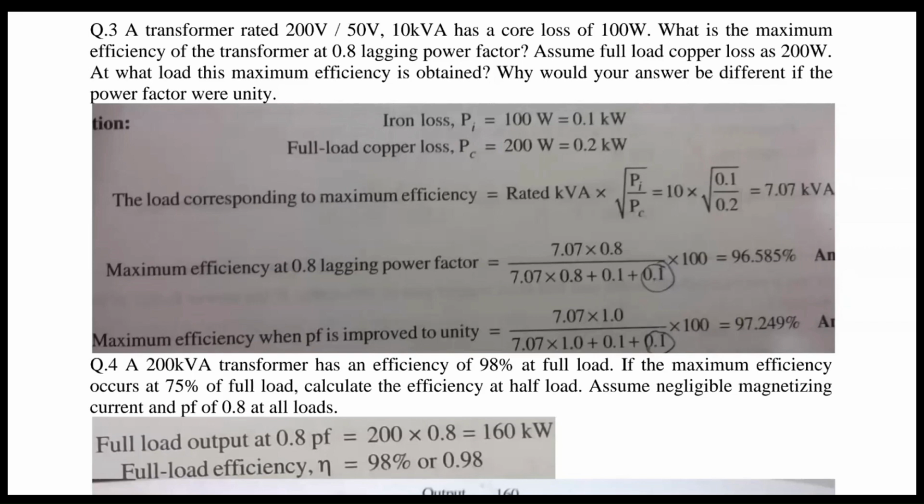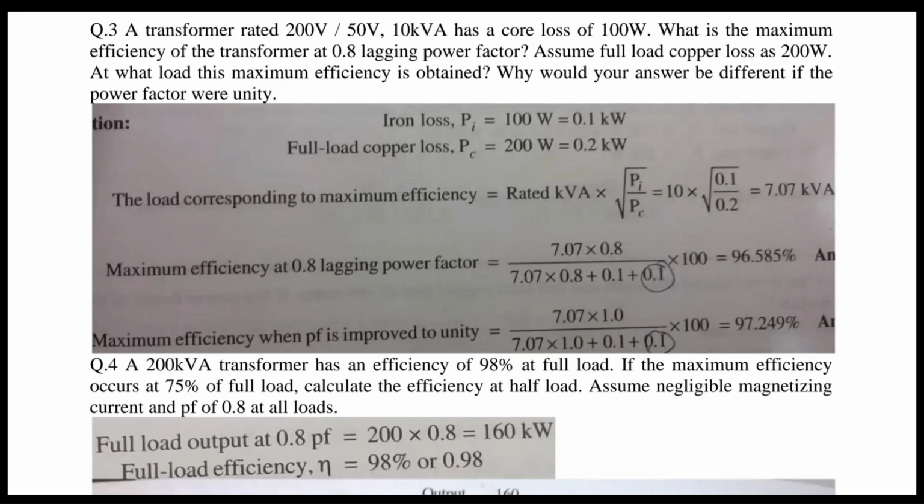So maximum efficiency at 0.8 lagging power factor is power rating into power factor. In the numerator we write output power, and output power is what? VI cos phi, and VI is the load which we have calculated for maximum efficiency. So it is 7.07 kVA, multiplied by cos phi, which is the power factor, 0.8, and in the denominator it is input.